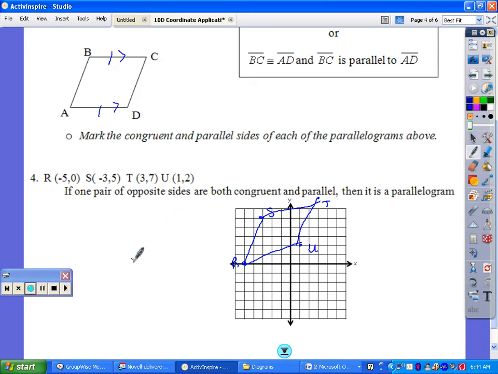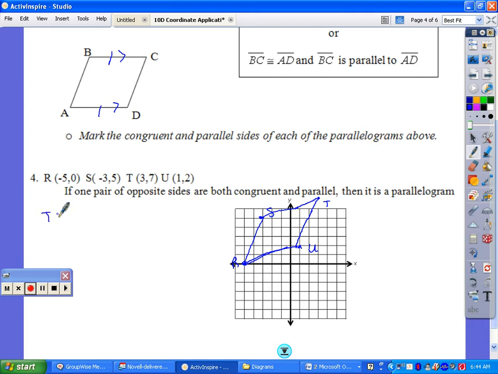One pair of opposite sides is both parallel and congruent. Now you can pick either opposite side. It doesn't matter which one. And one in this case is not easier than the other. So I guess we can just do ST and RU. So we want to prove those are both parallel and congruent.